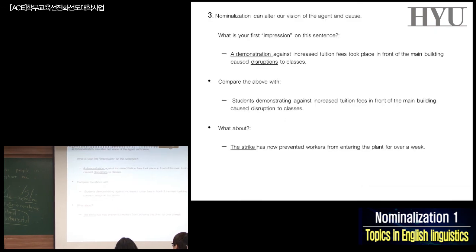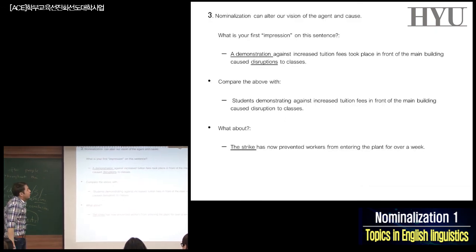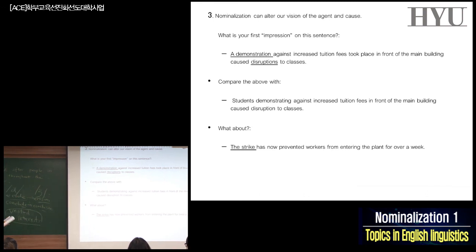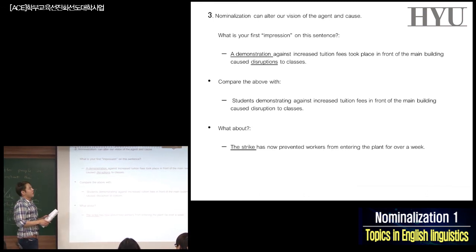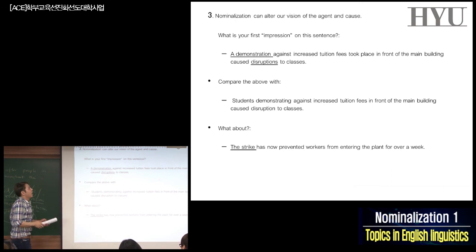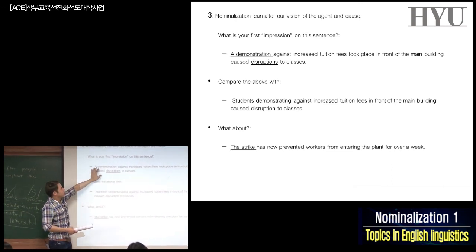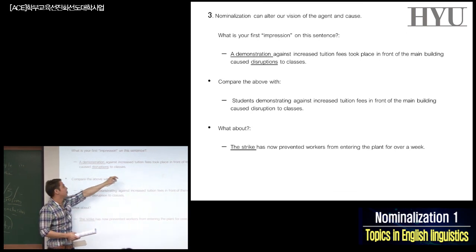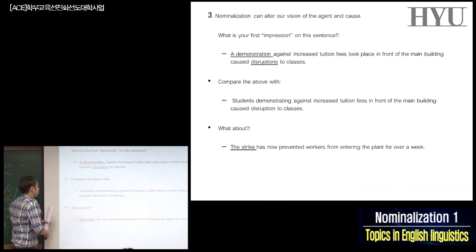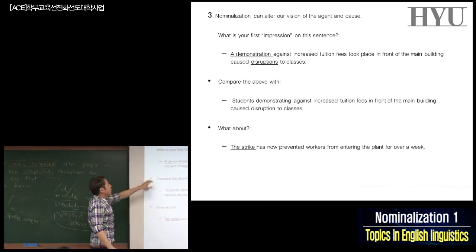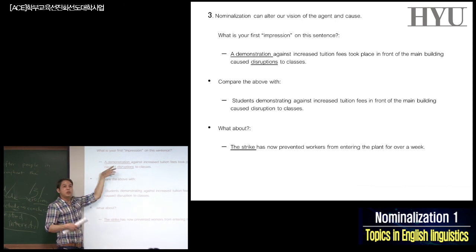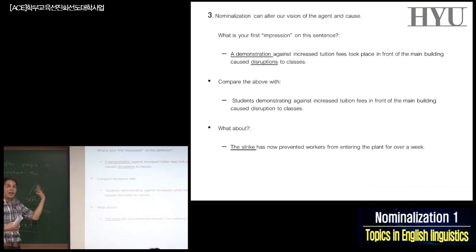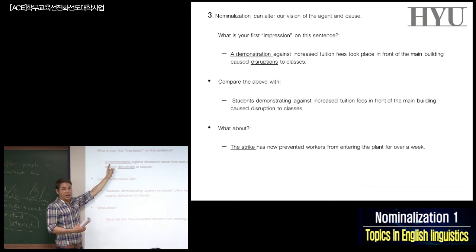And it sounds more objective too, okay? And nominalization can alter our vision of the agent and the cause. So if you see this version, a demonstration against increased tuition fees took place in front of the main building, caused disruptions to class. Here, you just think of it as a demonstration, right? But actually, it's a process, right? It's a verb that has been turned into a noun, right?